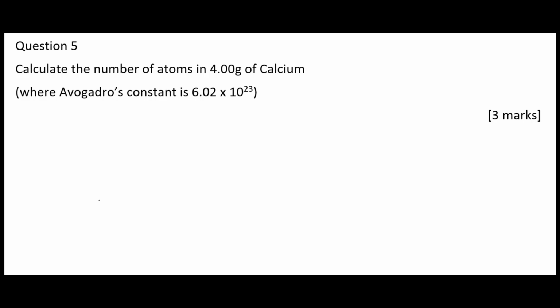Okay guys, take a look at question 5. We're now looking at some of the quantitative chemistry where a lot of students tend to have issues with the calculations and remembering how to convert from grams to moles or from moles to grams. So if we take a look at question 5, we're asked how many atoms are there in 4 grams of calcium.